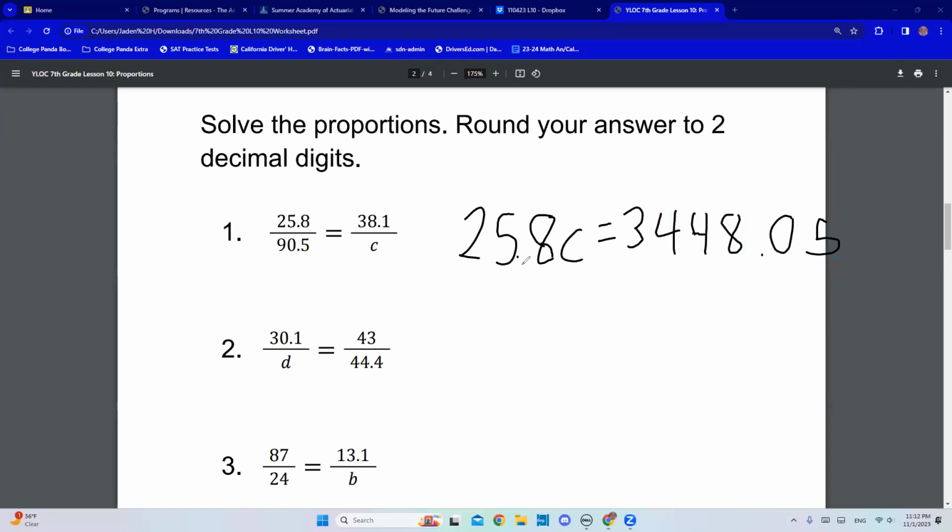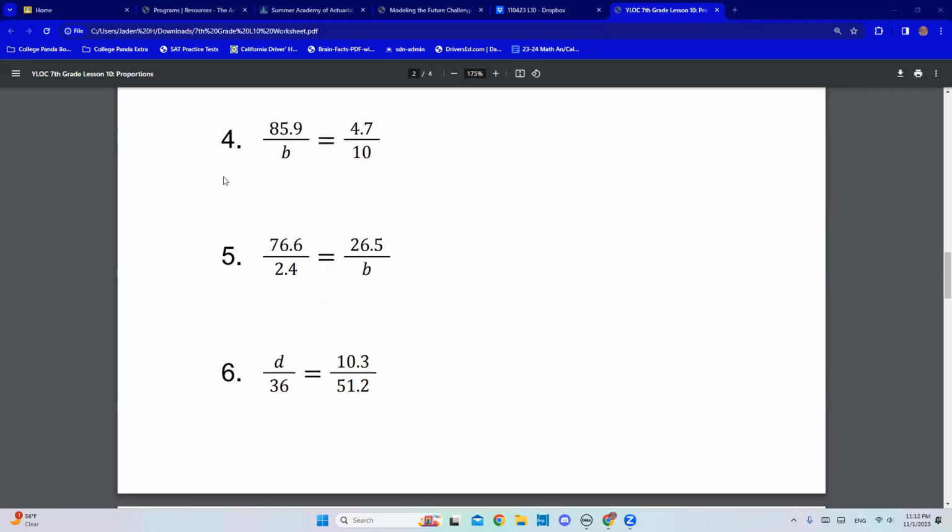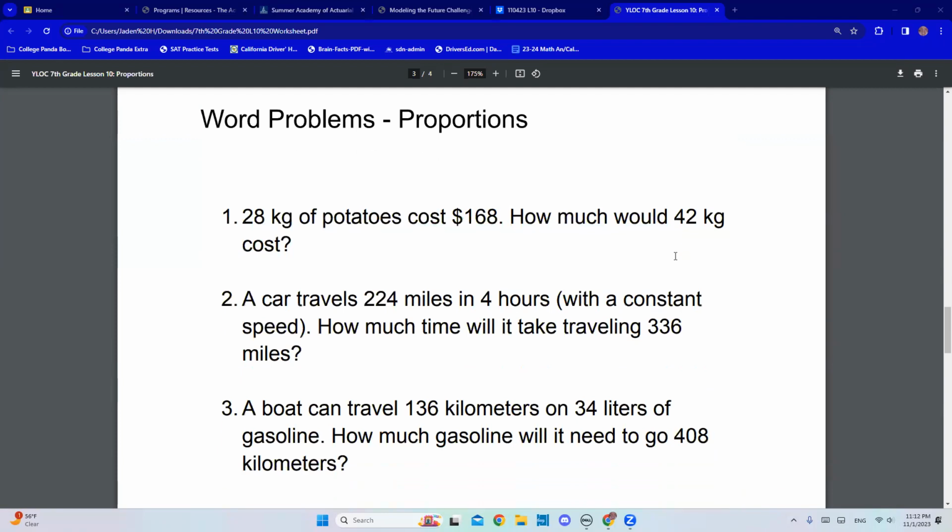All right, and then we divide both sides by 25.8, and that will get us 133.65, since we're supposed to round to 2 decimal digits. So when you just have proportions, the rule of thumb is that you should just cross multiply, and it will get you the answer.